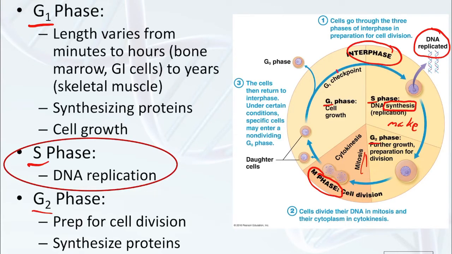The reason this has to happen is because when we get down here to mitosis, we split that cell from one cell into two, we got to have enough DNA for this cell as well as for this cell. Both those cells need to be fully functional cells, so we got to double that DNA, and that happens up here in the S phase.